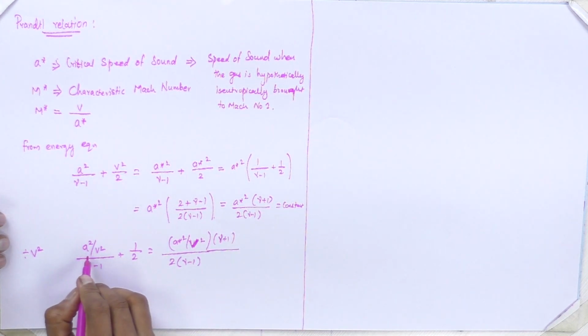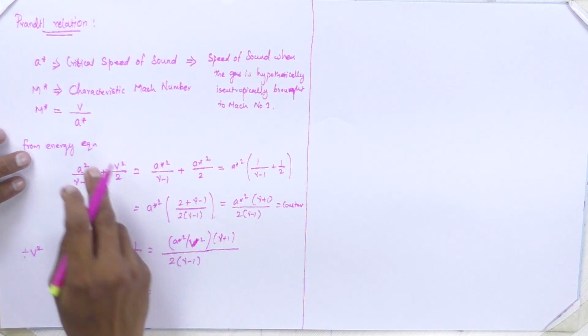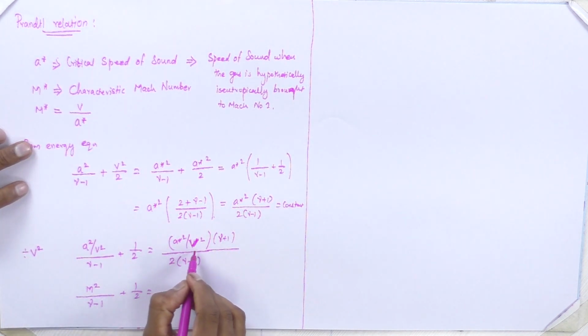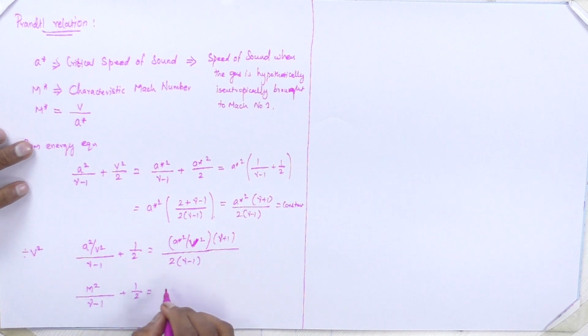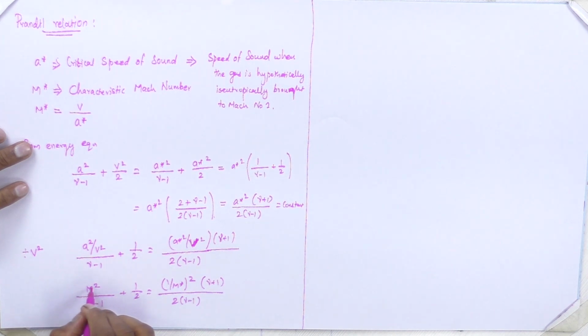So now we can replace this term by the Mach number term, that is M squared. So this is the speed of that fluid element divided by gamma minus 1, plus 1 by 2, is equal to, from this definition, the reciprocal of M star squared, into gamma plus 1 divided by 2 into gamma minus 1. So here I made a mistake. This is actually 1 by M squared.